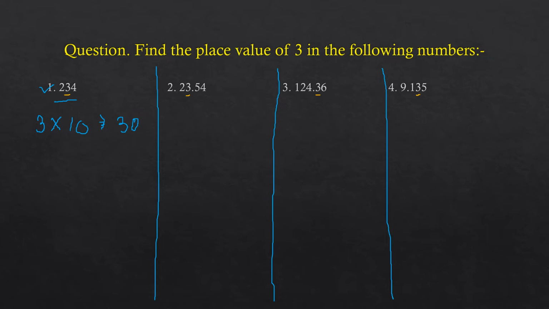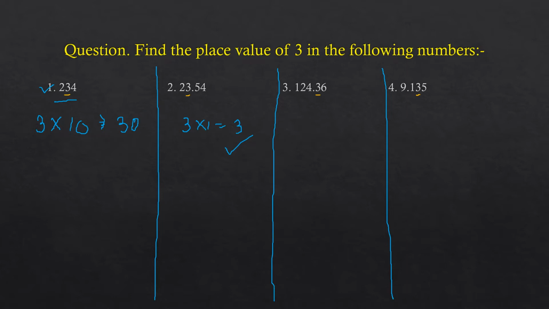Now let's come to the second question. In the second question you can clearly see 3 is at ones place, right? Therefore we will simply multiply 3 with 1, and this will give us 3. So the place value of 3 here is 3.